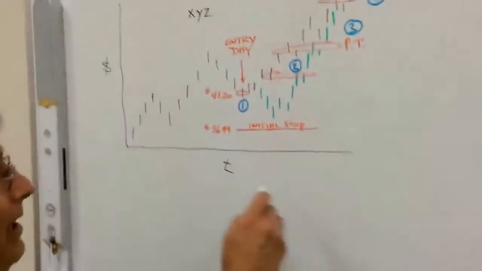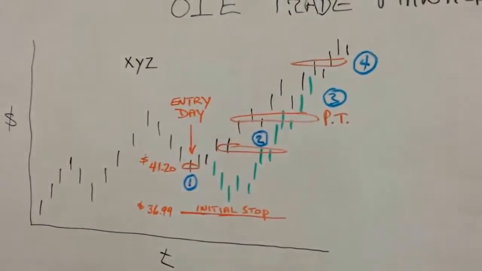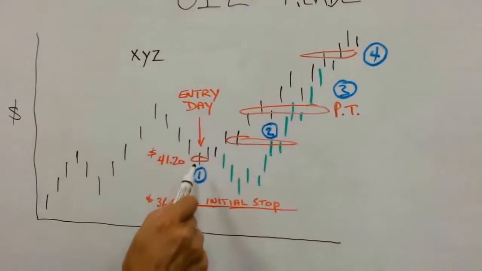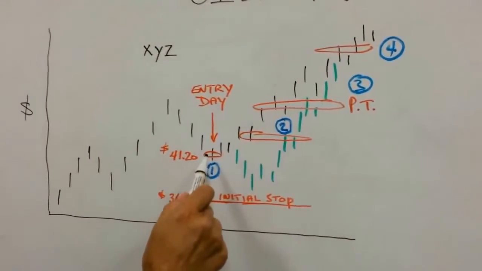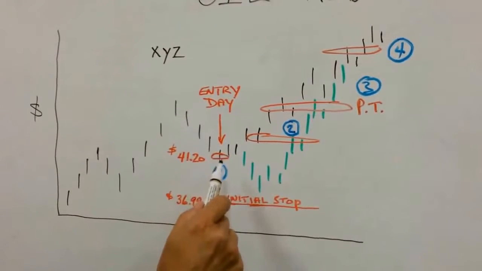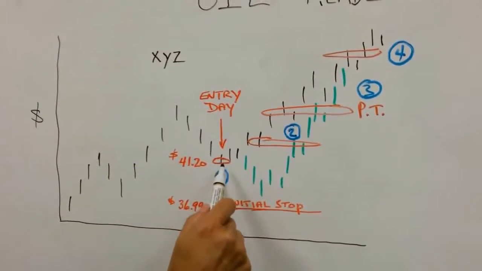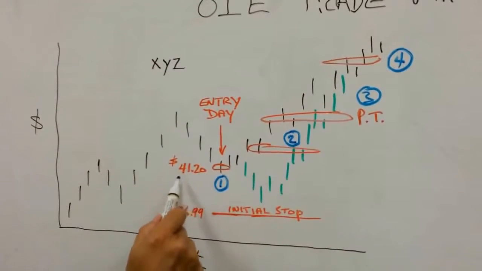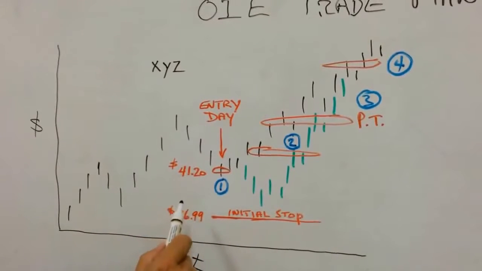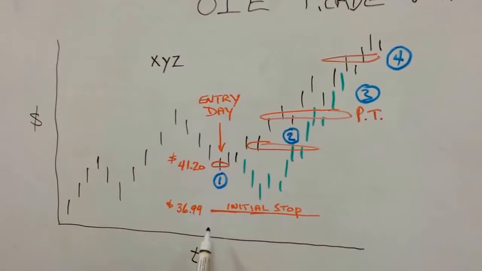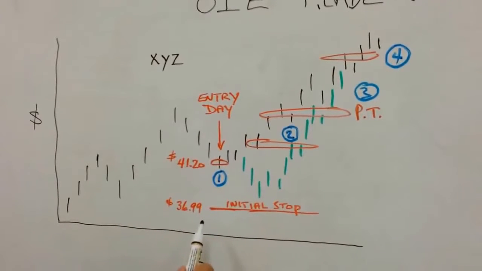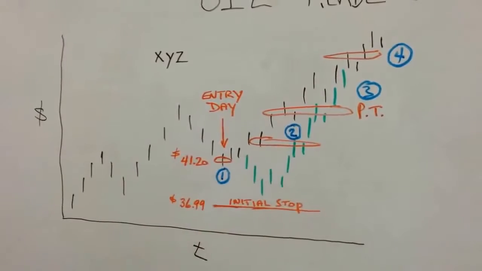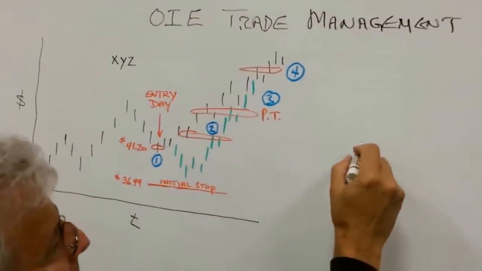So here we have a hypothetical stock XYZ, and you can see that it's in an uptrend. I've just called this particular day the entry day because that's when we would have received an alert to buy a call option with the Options Income Engine software. At that point, the stock was trading, let's say, at $41.20. We're going to buy that, but then we're going to load in our initial stop, and we're going to load in a profit target. So let's do that first.